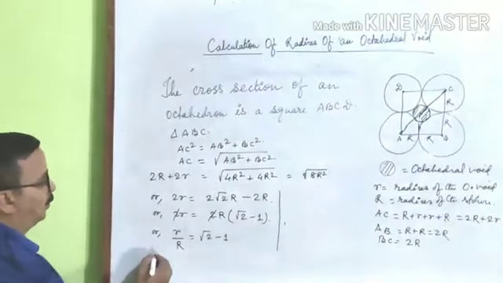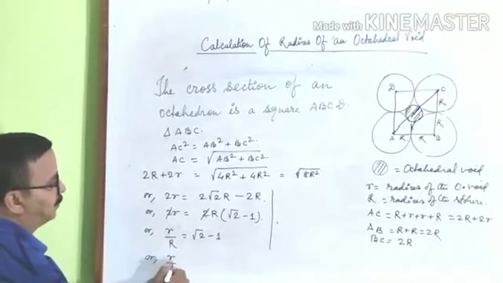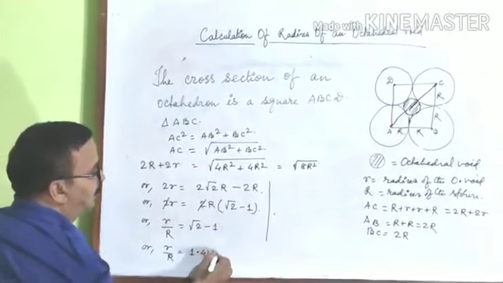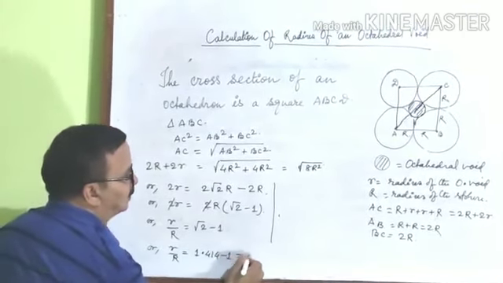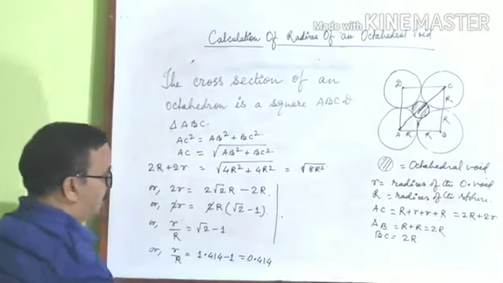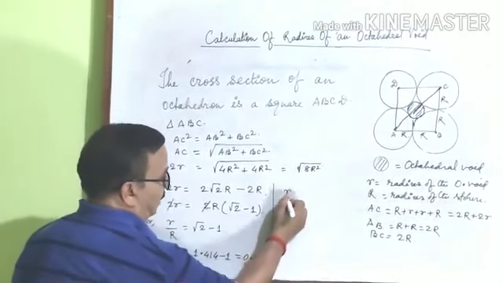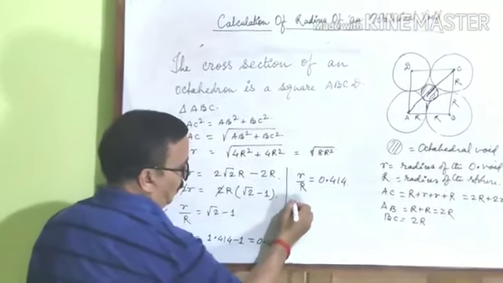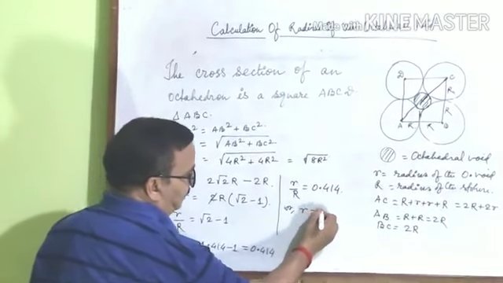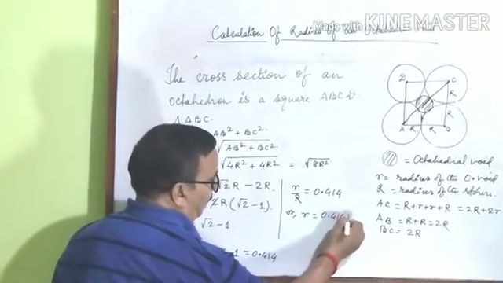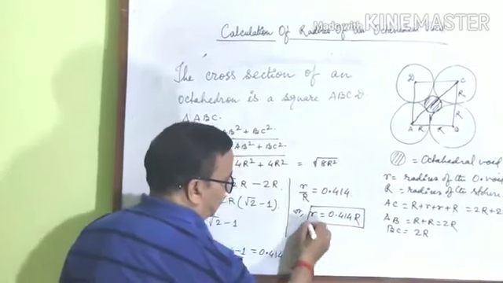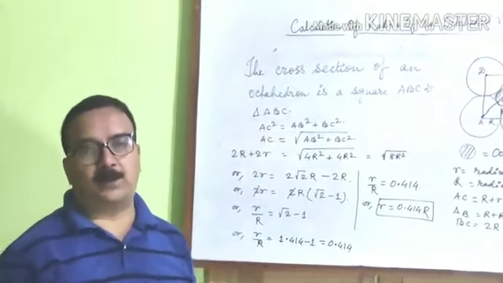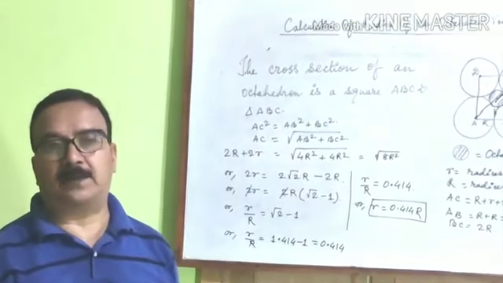So r by R is equal to root 2 minus 1, that is 1.414 minus 1, which is equal to 0.414. So we can write r by R is equal to 0.414, or r is equal to 0.414 R. That is, the radius of an octahedral void is equal to 0.414 into the radius of the sphere.